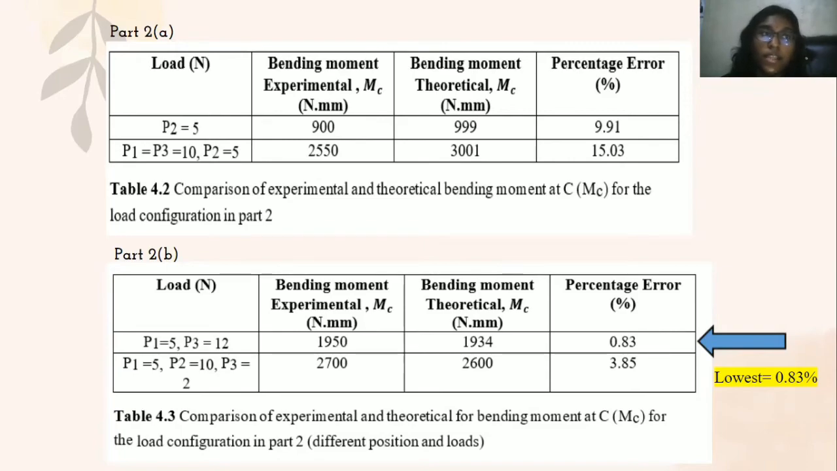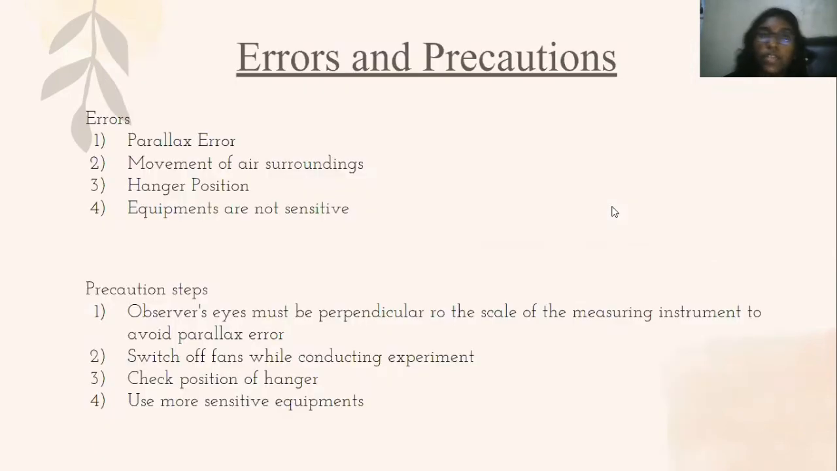This has indirectly indicated that the experiment was not conducted accurately as errors may occur and precautions were not being taken. So there are some errors and precautions in the experiment. First error is parallax error. Parallax error occurred due to relative position of the observer's eyes to the scale. Hence, make sure that the level of the observer's eyes is perpendicular to the scale of the measuring cylinder when taking the reading.